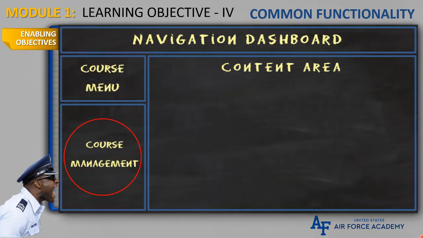As you look at the basic layout of your course shell, you should be able to see a navigational dashboard at the top with some tabs and buttons over here on the right and a few buttons over here on the left, the content area, your course menu over here to the left on the top, and then the area that we're looking at today is the course management panel, also known as the control panel.